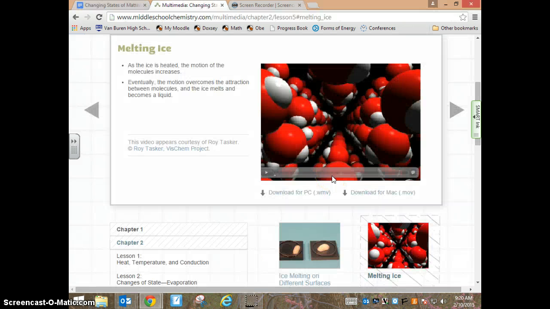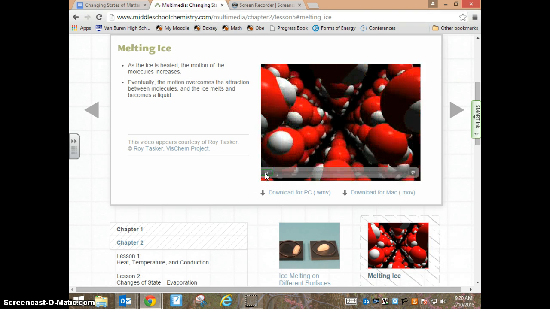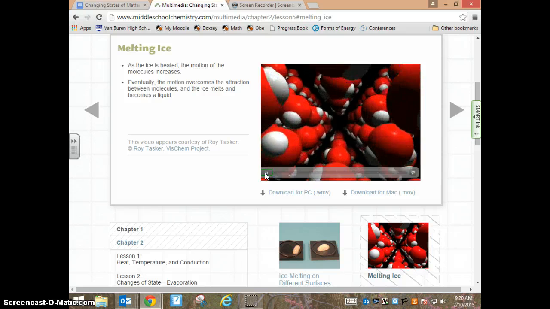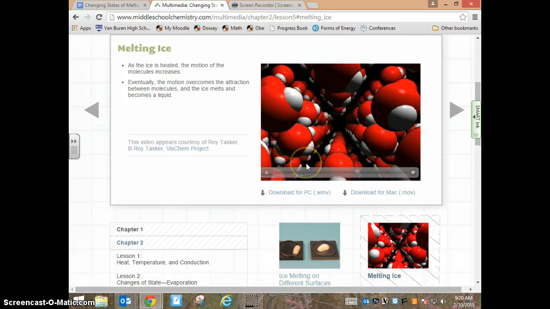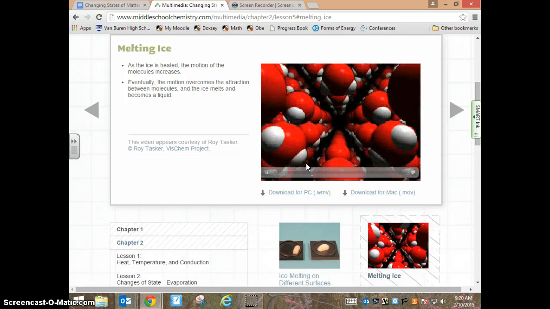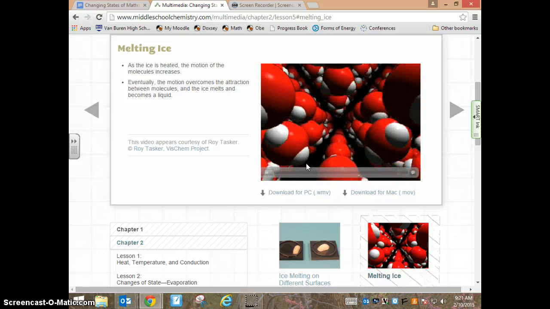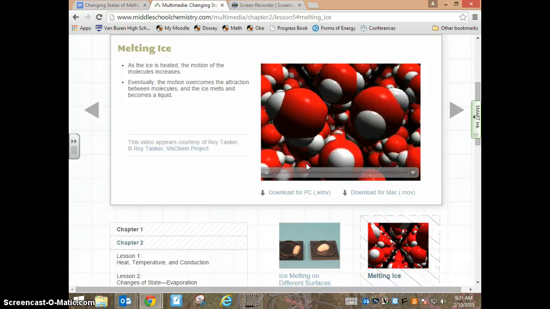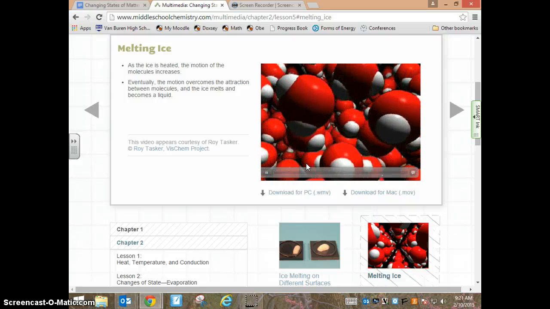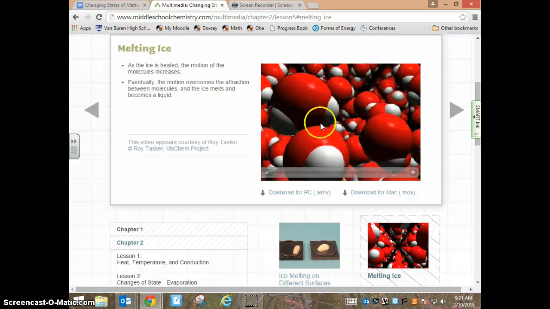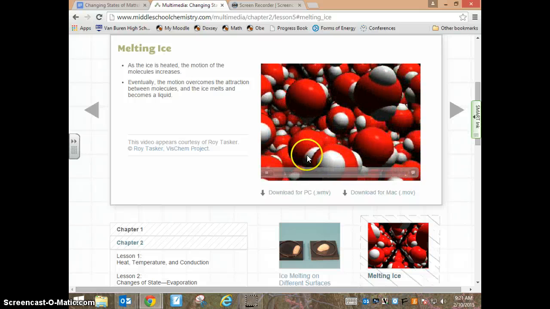Okay, so we know as the ice is heated, the motion of the molecules increases. Eventually the motion overcomes the attraction between the molecules and the ice melts and becomes a liquid. You can see that right now they're just vibrating slowly and they're in those patterns. And then we start to increase the thermal energy and they start to vibrate faster and faster till finally they're vibrating so fast that they're able to move out of those fixed positions, and now they're moving like a liquid. And you can see that some of them are a little bit attracted to one another, which is giving us that surface tension.